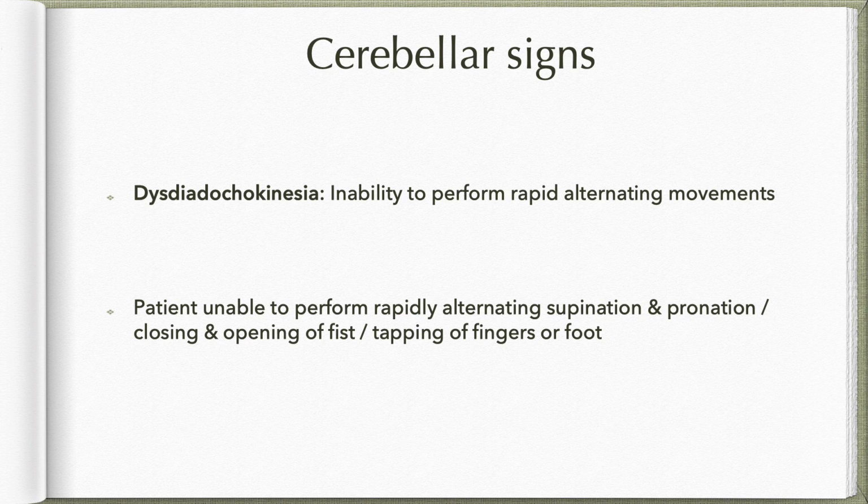So how do you test this? Just ask the patient to perform rapidly alternating movements like supination pronation, closing and opening of the fist, or tapping his fingers on a surface to create a music, or even tapping of the foot if you suspect that the lesion is affecting only lower limbs. So patient will be unable to perform this rapid alternating movements. Most commonly it is tested by doing supination pronation alternatingly at a high speed.